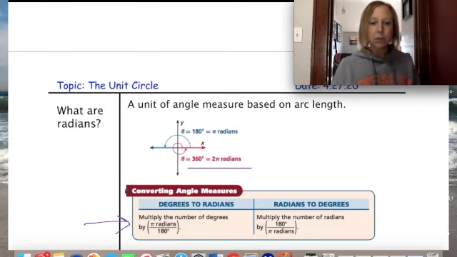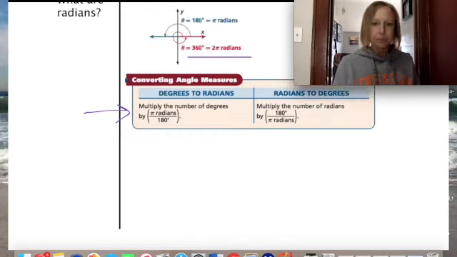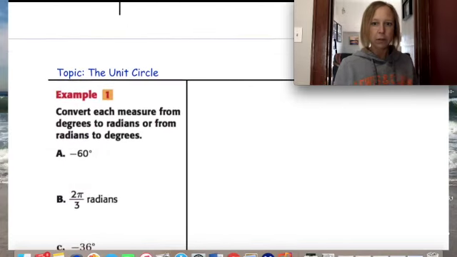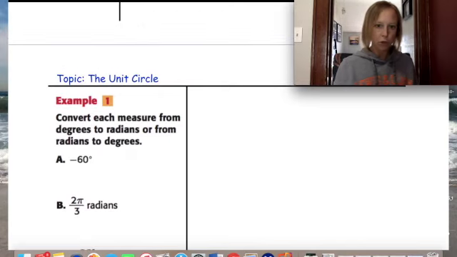The conversion unit we'll use is that pi radians is equal to 180 degrees. Whatever you want your ending units to be, you want that unit to be on the top of your fraction. Okay? So let's give this a try. Those of you who are in chemistry, this should be real easy for you. I know you've been doing lots of unit conversions in there with Miss Noah and Miss Hanson.